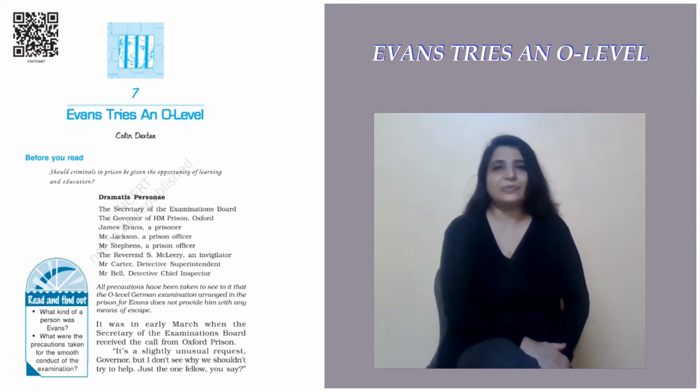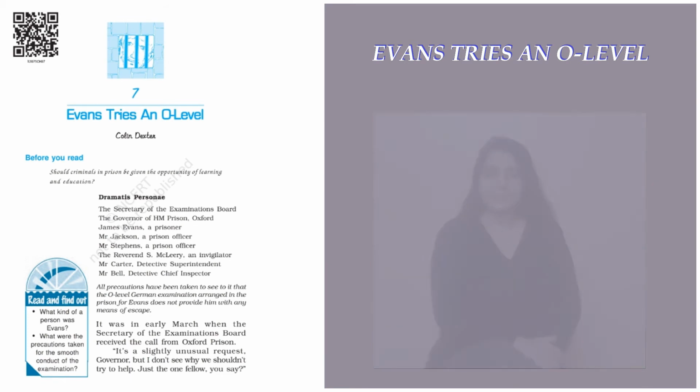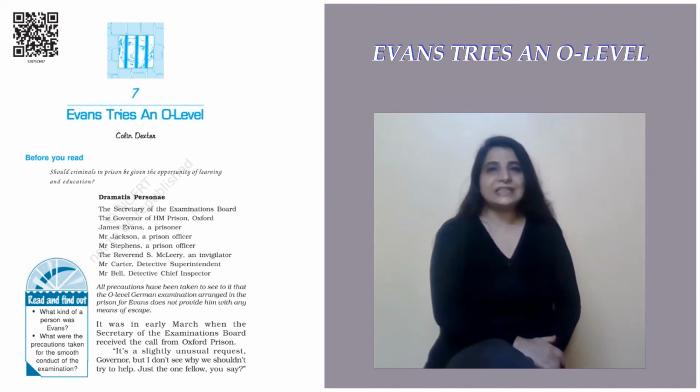Now let me give you the summary of the chapter. It was in early March that the Secretary of the Examinations Board received a call from the governor of the Oxford prison to conduct an O-level German examination for a prisoner named Evans. The governor further added that Evans started his night classes in O-level German last September, and he was the only one in the class and was dead keen to get some sort of academic qualification.